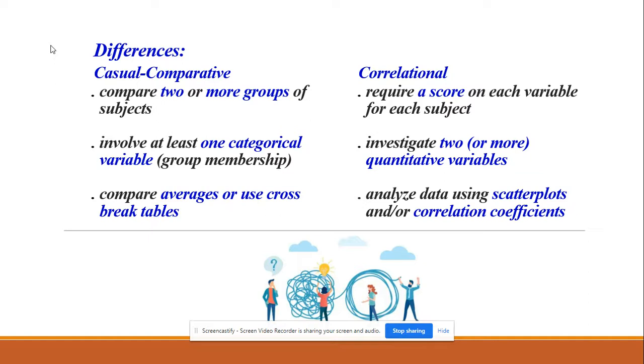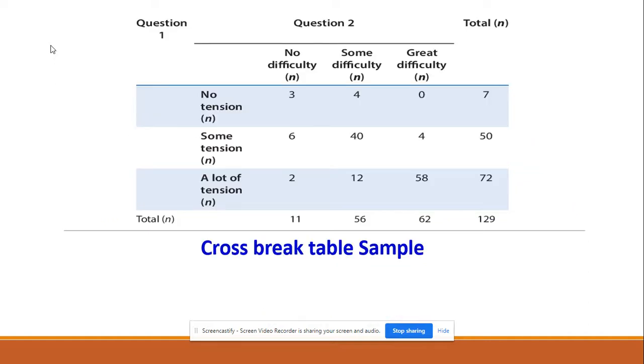The second difference is that causal comparative research involves at least one categorical variable, and they analyze their data by comparing averages or using cross-break tables. While in correlational research, researchers investigate two or more quantitative variables, and they analyze their data using a scatter plot or a correlation coefficient. I also attach samples of the three data analyses for both research designs.